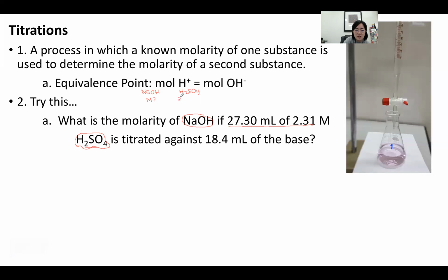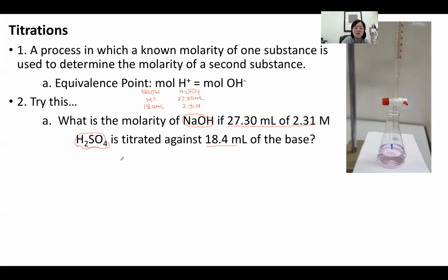We used 27.30 mL of it, and the molarity of the acid is given to us. Okay? And we also know here how much base was used, and this is the point where this is all equal, the equivalence point, where moles of hydrogen equal moles of hydroxide.